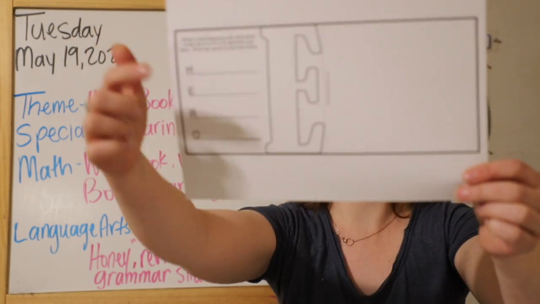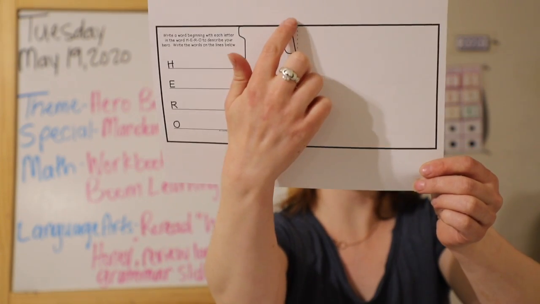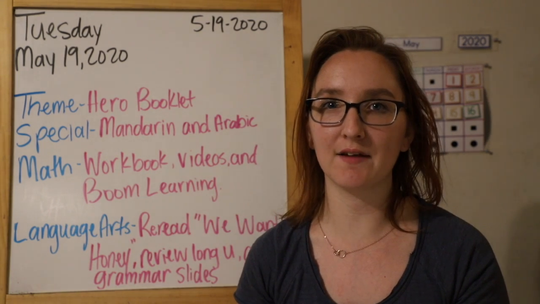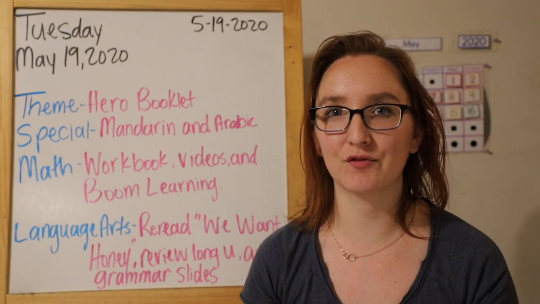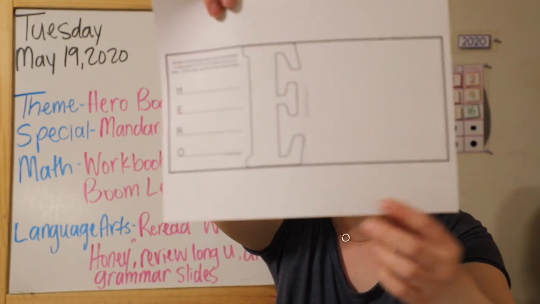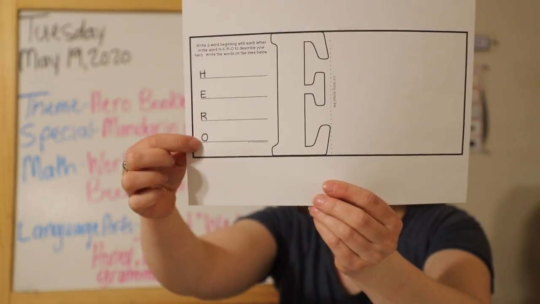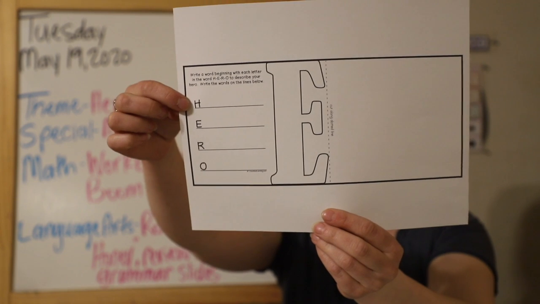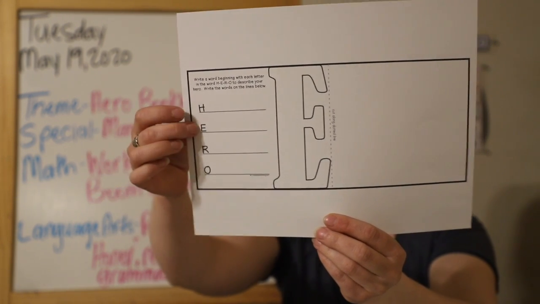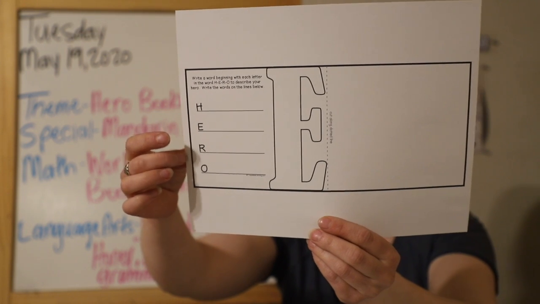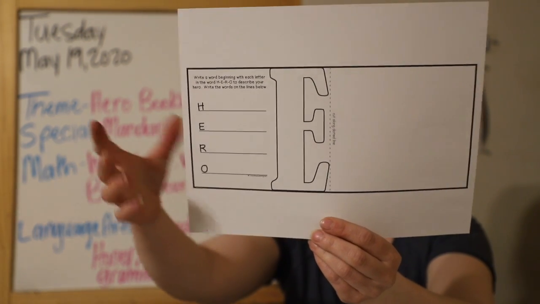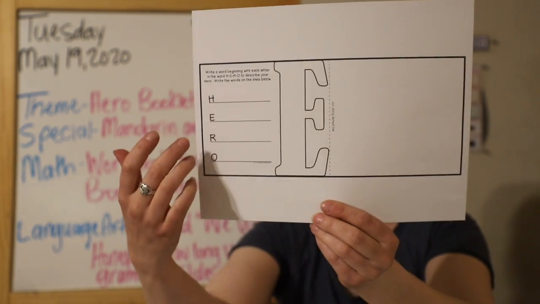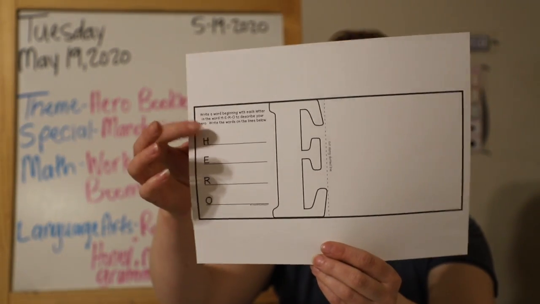So your E page. Now you're going to cut out on that solid line again and cut along this dotted line. And then I want you to think of a hero in your life. And I want you to think of ways that you can describe them. So you're going to use the letters H, E, R, and O to start off the describing word of your hero. So you can use words like honor, enjoyable, riveting, outstanding, anything that you can think of that begins with those letters H, E, R, and O to describe your hero. And this is going to be the second page in our book.